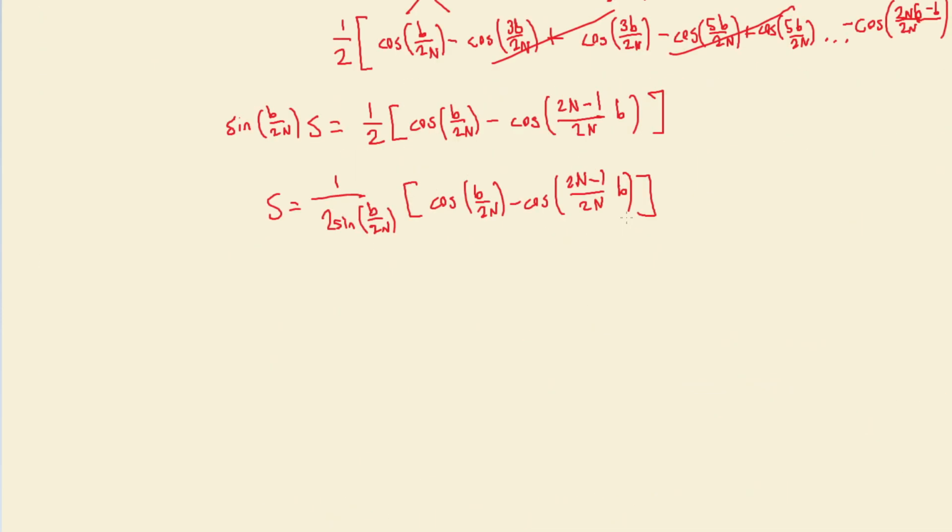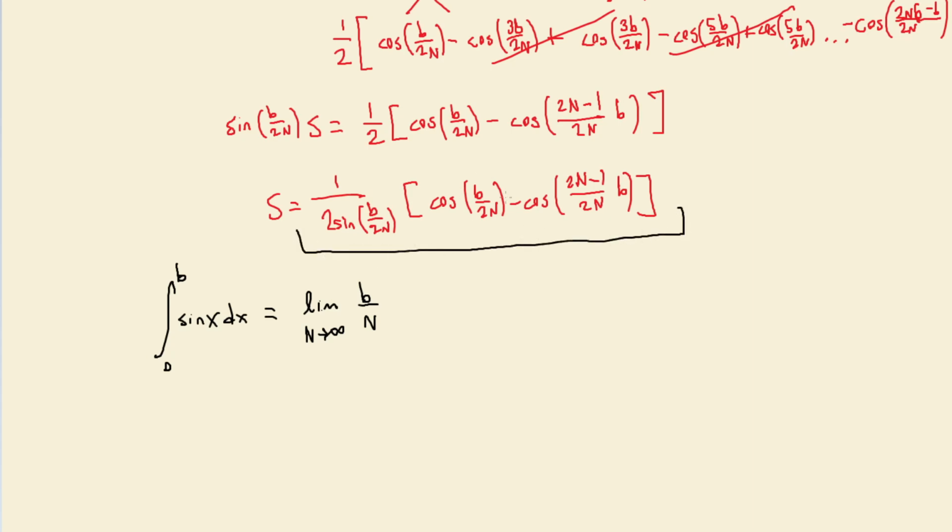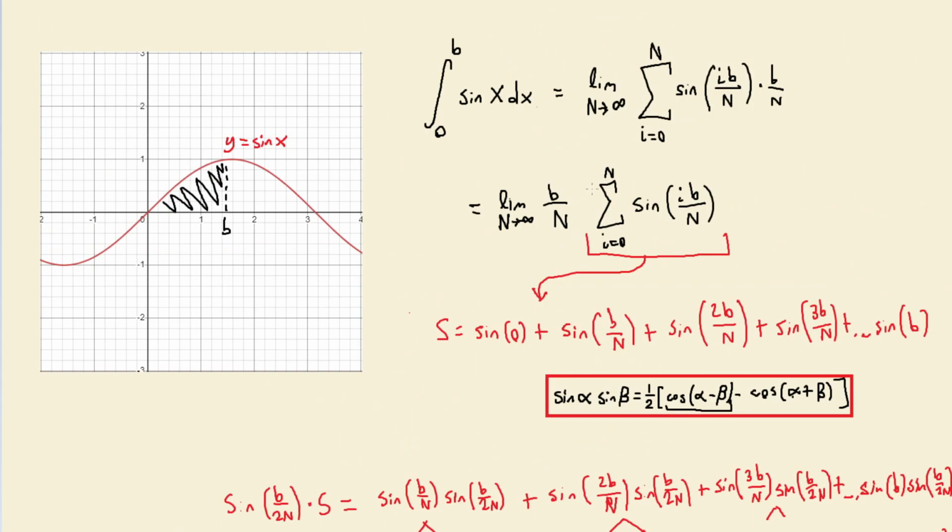The only thing that we have left to do is we have the area from 0 to some arbitrary endpoint b under the curve sine of x with respect to x is going to equal the limit as n approaches infinity of b over n, and then we're going to multiply by this here because this is the value of that sum, this sum right here, this one.